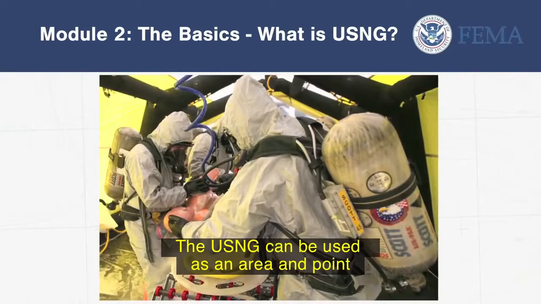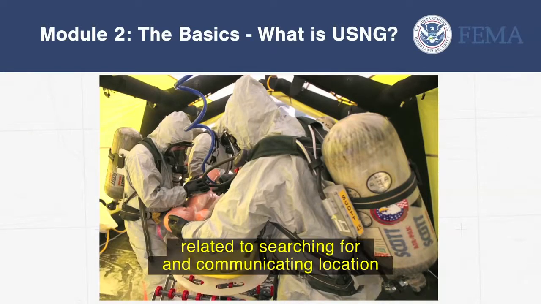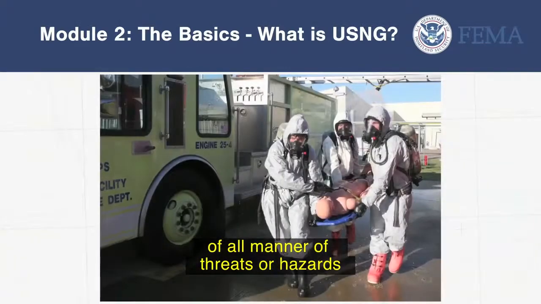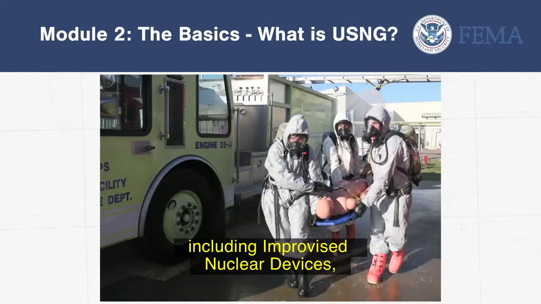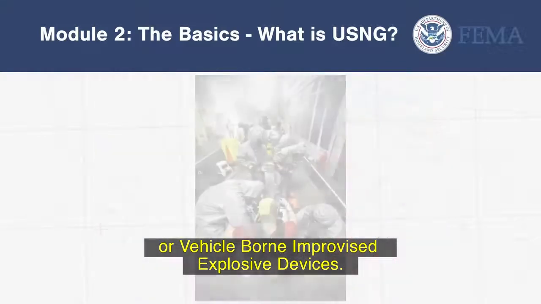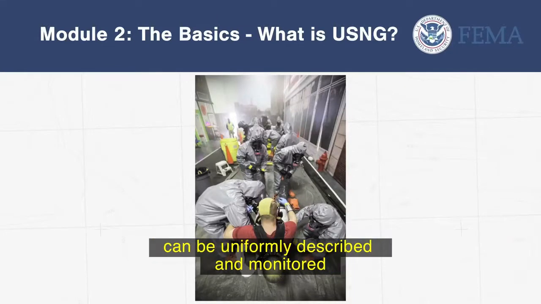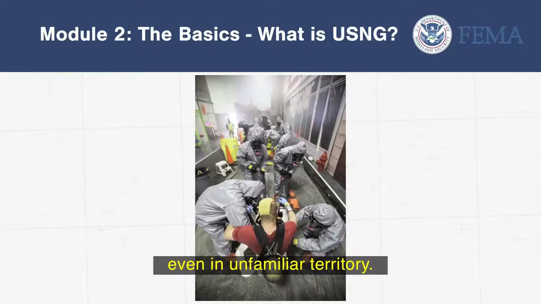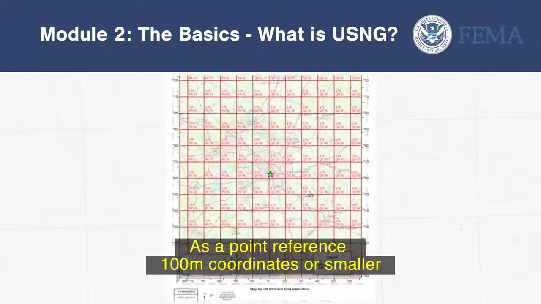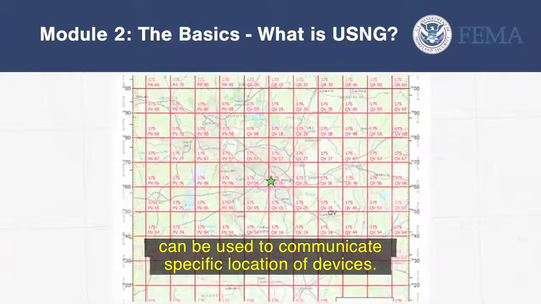The USNG can be used as an area and point reference system to support operations related to searching for and communicating location of all manner of threats or hazards, including improvised nuclear devices or vehicle-borne improvised explosive devices. Areas of interest and assigning areas of responsibility can be uniformly described and monitored, even in unfamiliar territory. As a point reference, 100-meter coordinates, or smaller, can be used to communicate specific location of devices.